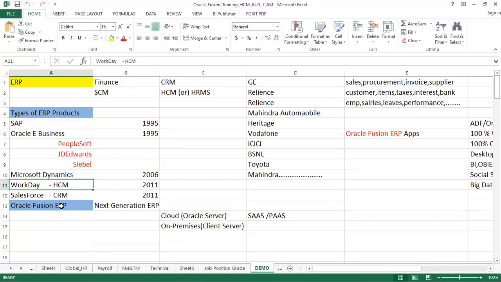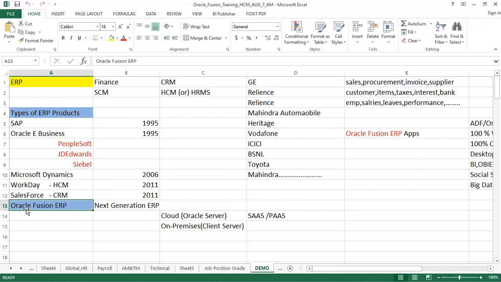Oracle has developed one more ERP software called Oracle Fusion ERP. So what is Oracle Fusion? Oracle Fusion also is one of the ERP products. It is developed by which company? Oracle Corporation. Oracle Corporation has developed another ERP called Oracle Fusion Applications.